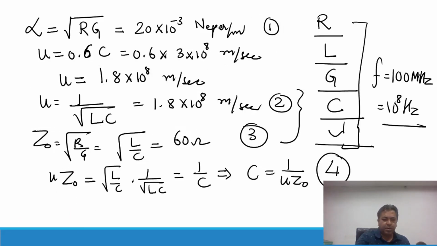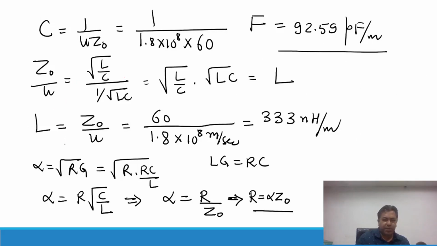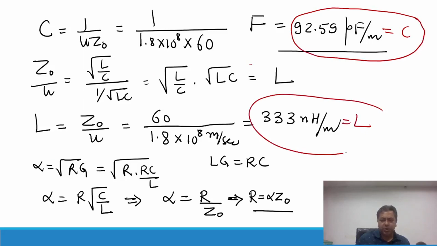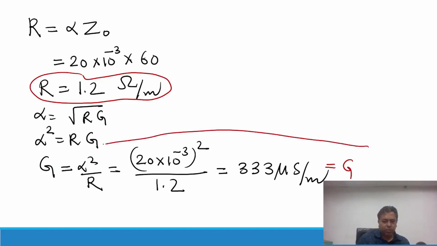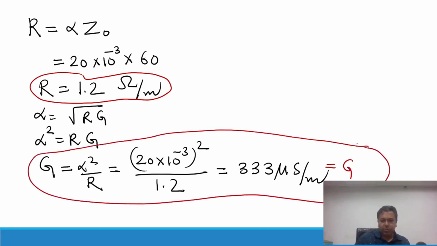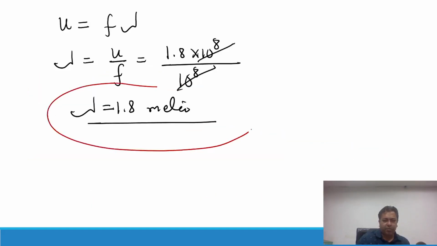We have determined the value of C. Firstly, we have determined the value of C. How much is it? C is equal to 92.59 picofarad per meter. Then we have determined the value of L. How much is L? L is 333 nanohenry per meter. Then we have determined the value of R. How much is R? 1.2 ohm per meter. And then we have determined the value of G. How much is G? G is equal to 333 microsiemens per meter. Then we have determined the wavelength lambda, 1.8 meter.